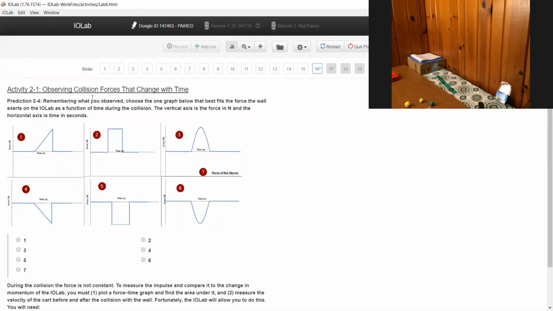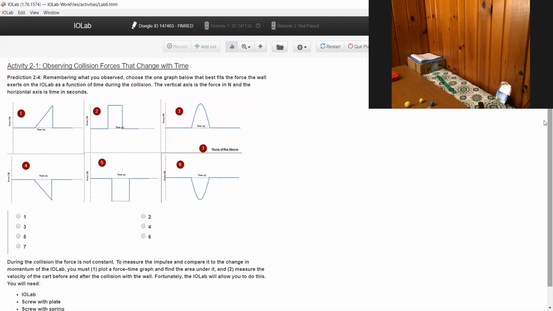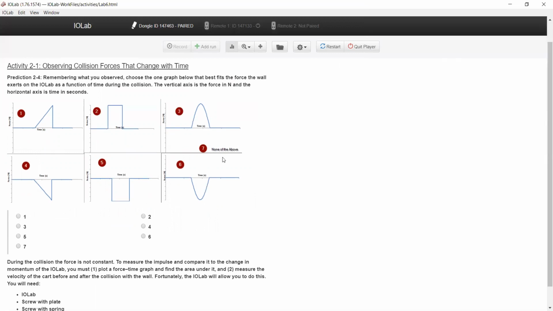Okay, collision time, this is a prediction again. What kind of graph do you expect for force versus delta t? Obviously we have already seen we will not get exactly the same as the ideal one, it's not possible while doing the experiment. So go ahead, make your predictions.